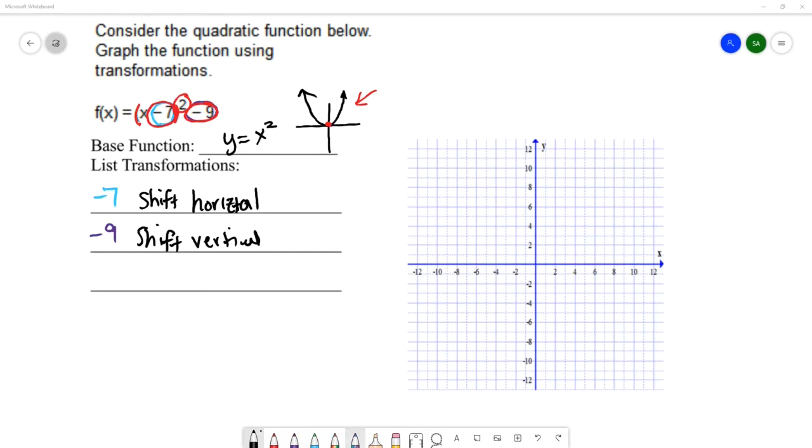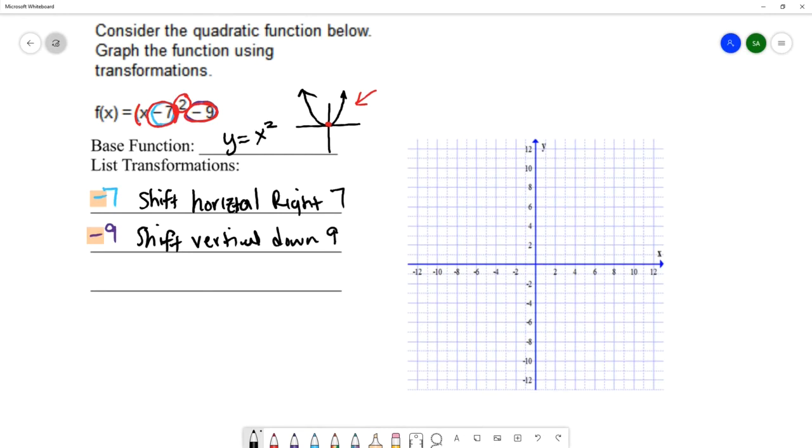So the minus or plus is going to indicate whether you are going left or right and up or down. With a horizontal shift, if you have a minus, that means you're going right. And with the vertical shift, if you have a minus, that means you're going down. So we're going to go right 7 and down 9.